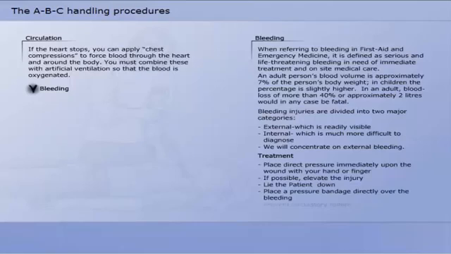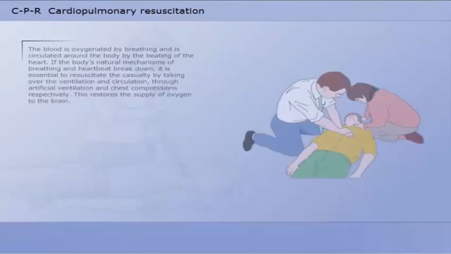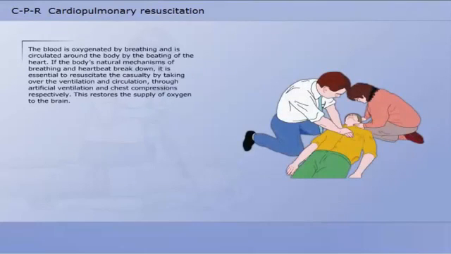The blood is oxygenated by breathing and is circulated around the body by the beating of the heart. If the body's natural mechanisms of breathing and heartbeat break down, it is essential to resuscitate the casualty by taking over the ventilation and circulation through artificial ventilation and chest compressions respectively. This restores the supply of oxygen to the brain.